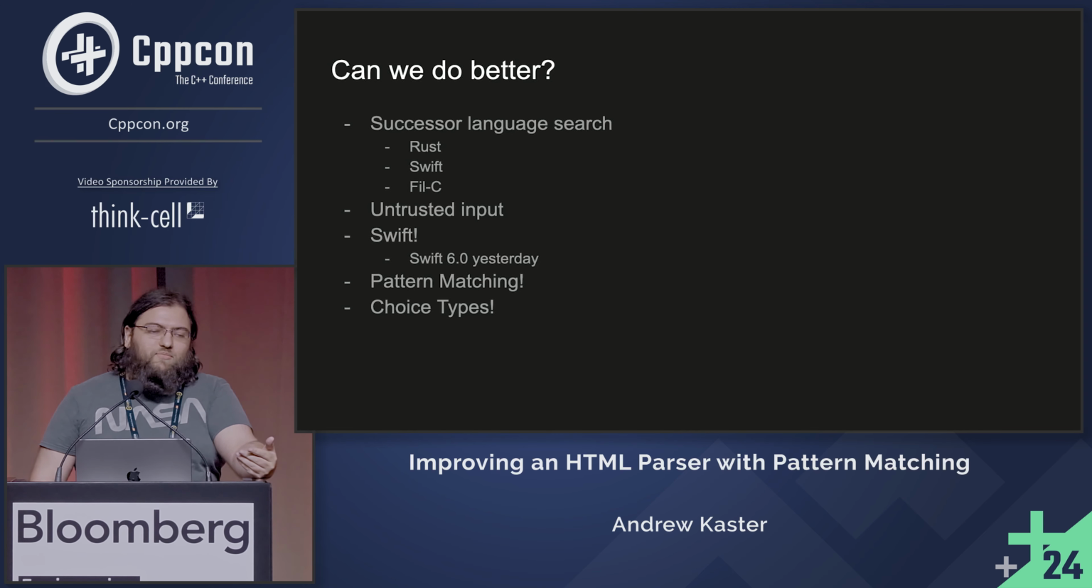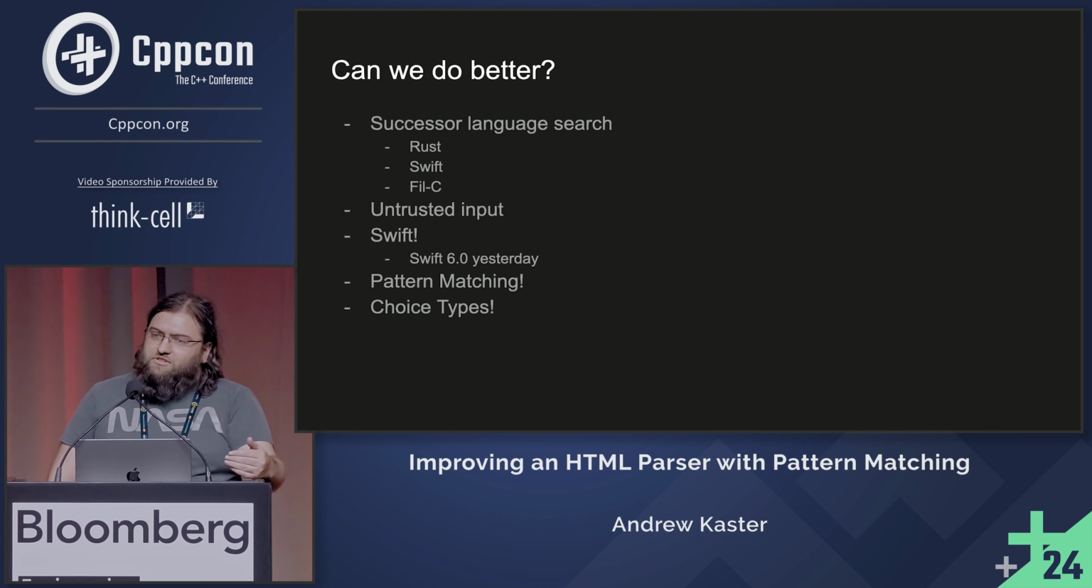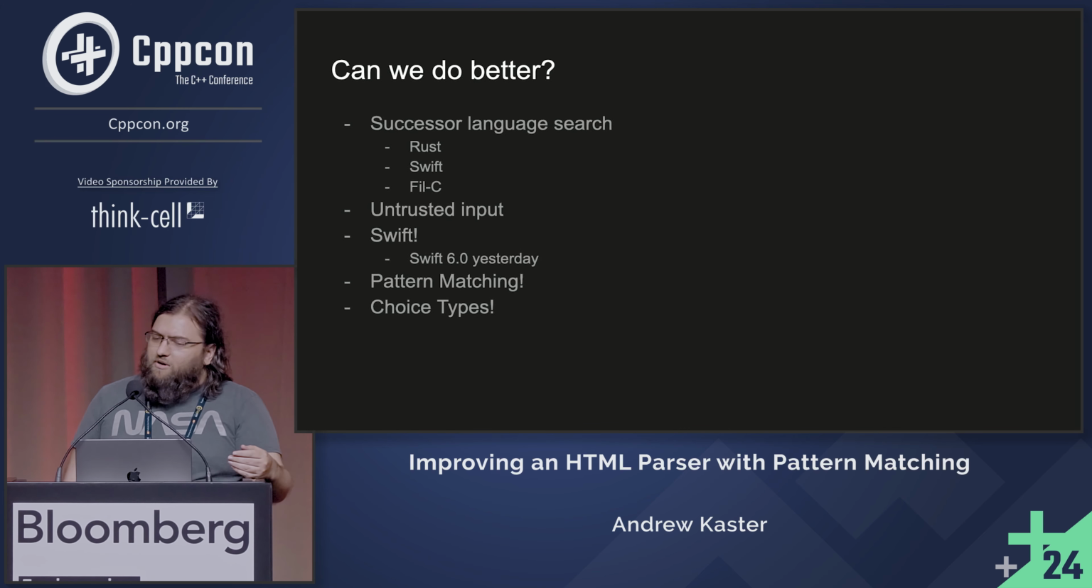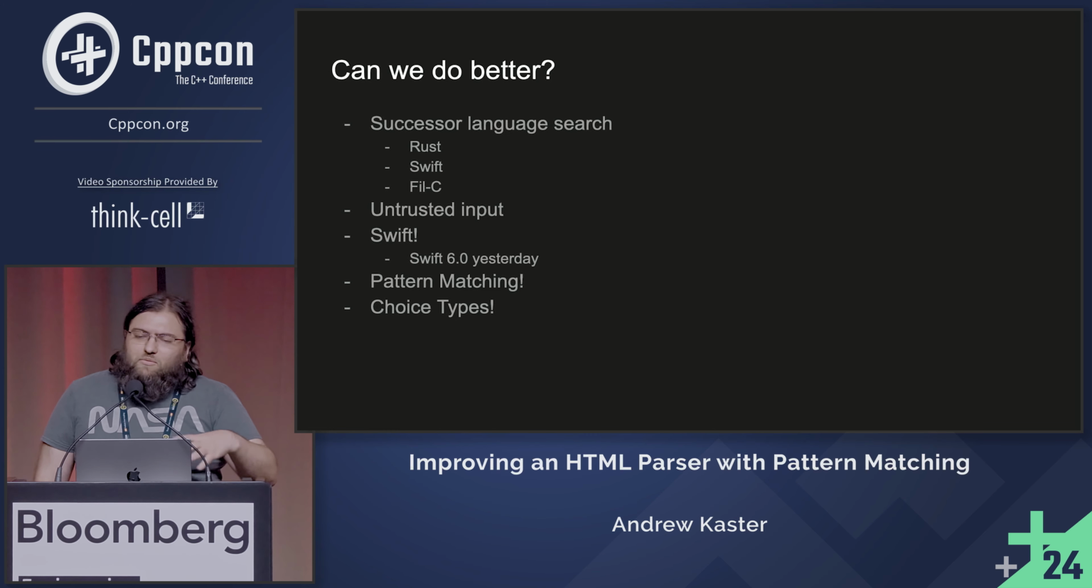So we looked at a couple options. One of them was Rust, obviously. We looked at Swift as well, because Swift 6 released literally yesterday, and it's got a lot of C++ interop features. We looked at something from Phil Pizlo called Fil-C. It's very interesting. He wants to compile the world with a garbage collector and guarantee memory safety that way. It's an interesting approach. But the whole point is anywhere we've got untrusted input, we want to see, can a successor language help with this?